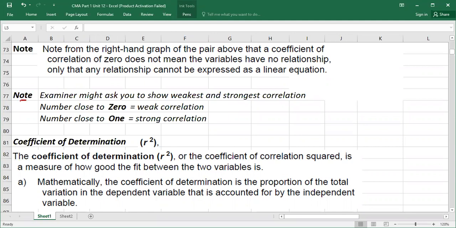Note, we have a note here. The examiner might ask you to show the weakest correlation or strongest correlation. Please, I'm giving you a very simple answer first. Any number which is close to zero... just to understand this concept, remember the climate example in your mind. For example, you are living in UAE and nowadays it's 40 degrees temperature. Obviously, as we move to the winter side, it will go to 30 degrees, then 20 degrees, 10 degrees.